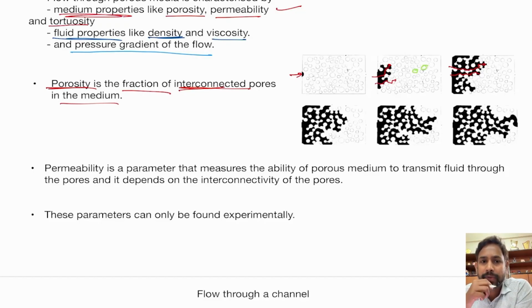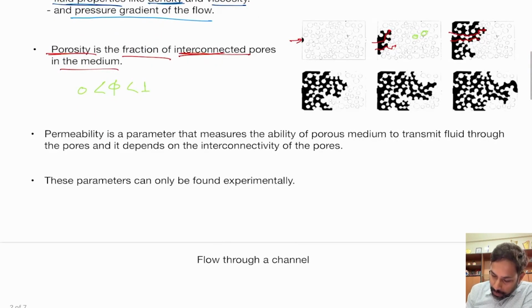And that is why when we define porosity, we have to define it as the fraction of interconnected pores in the medium. Okay, and that is usually denoted by phi, and its value is between 0 and 1. It must be greater than 0, otherwise it will not be called porous media, and it should be smaller than 1, because if it is 1, then that's again not a porous media, that's just a free media. Okay, and then permeability is another important parameter.